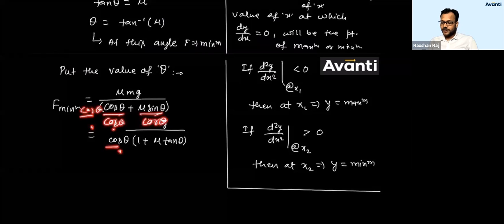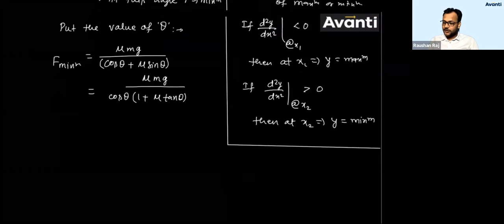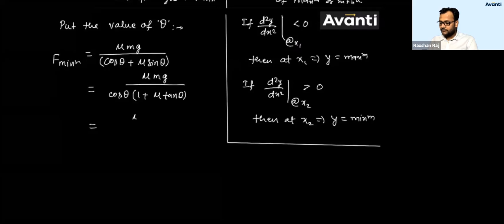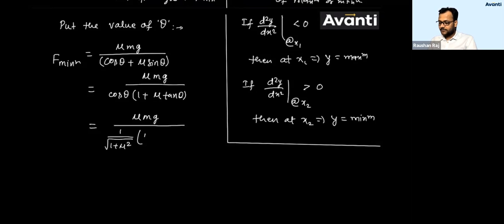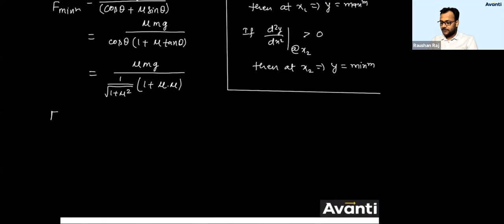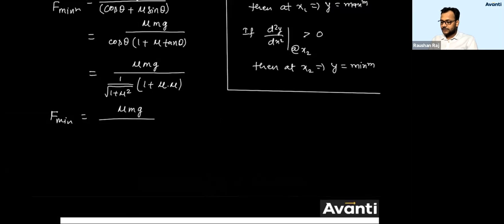So I multiplied cos theta to the bracket. I have divided cos theta inside the bracket with each term. So I have got cos theta by cos theta will be 1, sin theta by cos theta will be tan theta. So once I get this value, I can now put the value as mu mg divided by. If tan theta is mu, can I say cos theta will be equal to 1 divided by square root of 1 plus mu square into 1 plus mu into. What is the value of tan theta, bacha? Mu. So can I say F minimum will be equal to mu mg divided by square root of 1 plus mu square.